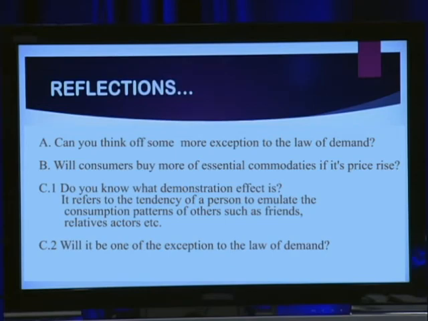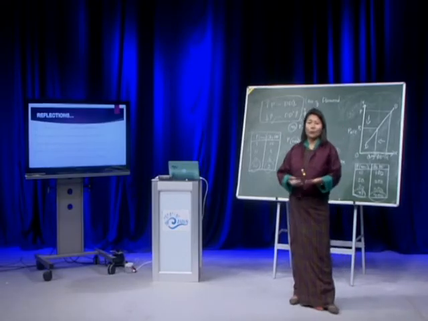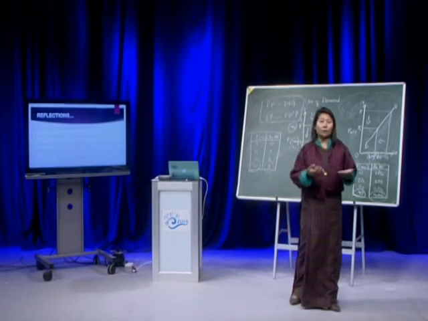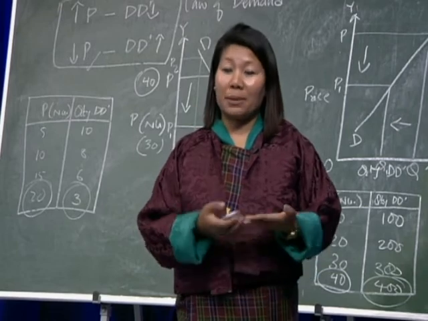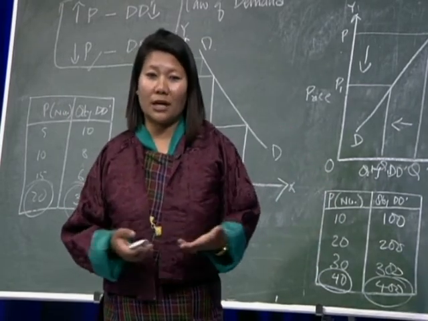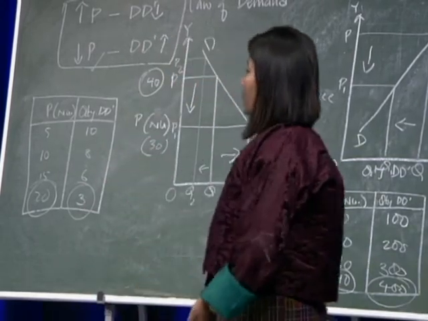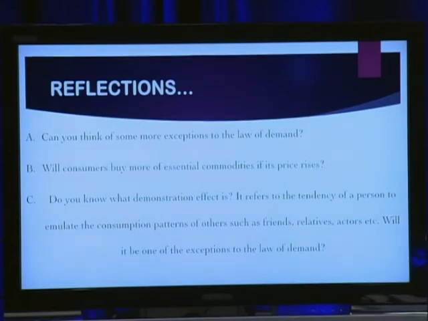What is demonstration effect? Your textbooks are with you. You have a mobile, you can go online, you can find it, you can go through your textbook, talk to your parents, talk to your friends, but no social get-togethers. You can ask online. It refers to the tendency of a person to emulate the consumption pattern of others, such as friends, relatives, actors, etc. And will it be one of the exceptions to the law of demand?